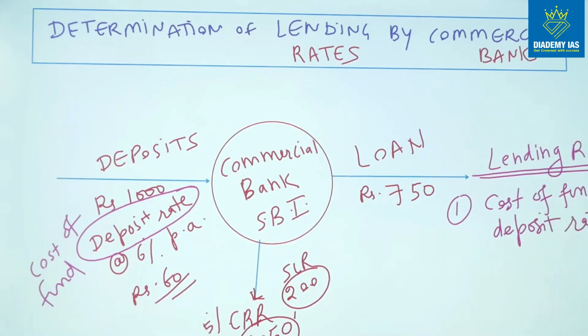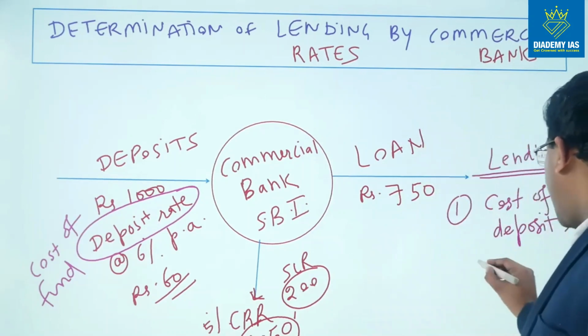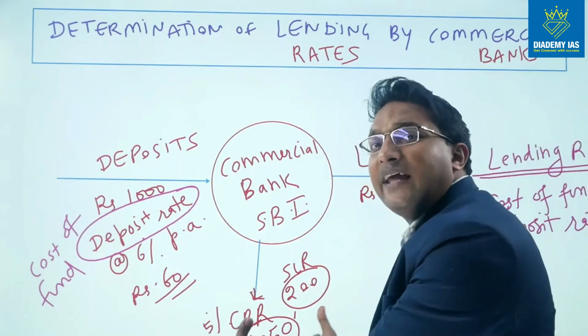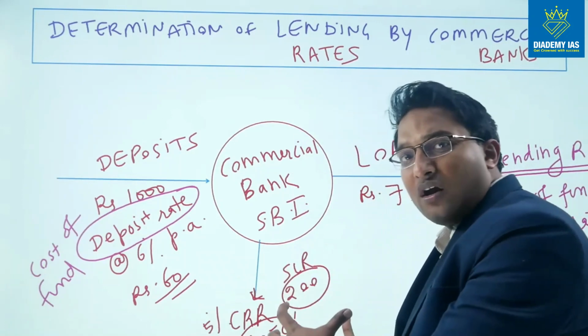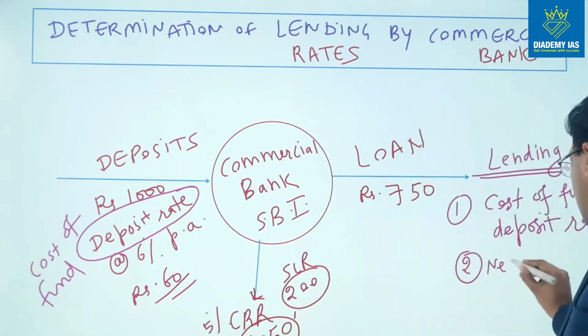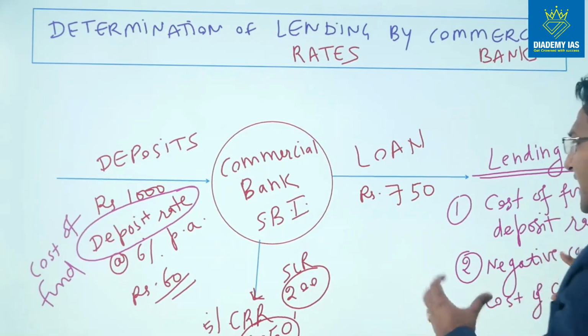The cost of fund or deposit rate. This is the first component, right? Second, as I discussed, that bank is not earning any money on the CRR. So it is very natural that the SBI will add this negative carry cost of CRR in this lending rate, right? So this is the second item.